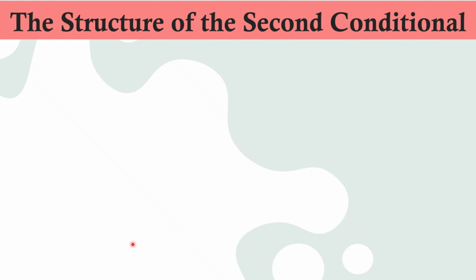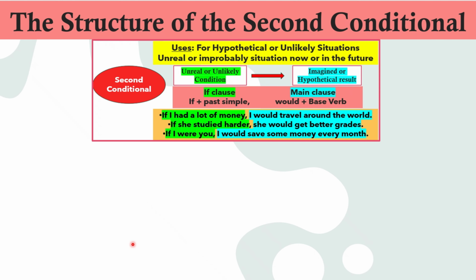Now let's look at the structure of the second conditional. We use it to talk about unreal or unlikely situations in the present or future and their imagined results. The sentence has two parts. The if clause, which shows the unreal or unlikely condition, and the main clause, which shows the imagined or hypothetical result. To form the second conditional, we use the past simple tense in the if clause followed by would plus base verb in the main clause to show the result of the condition.